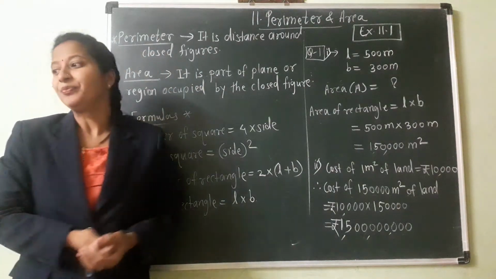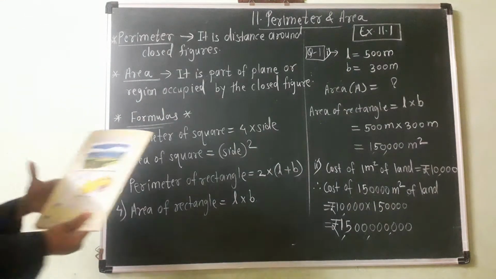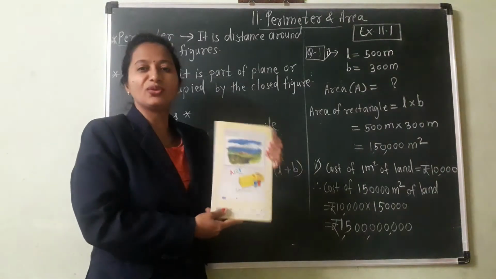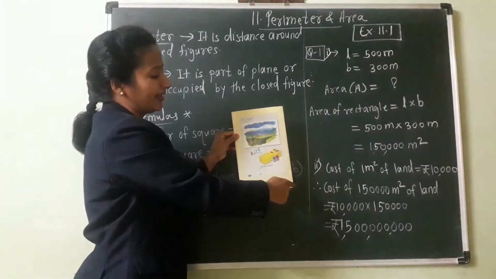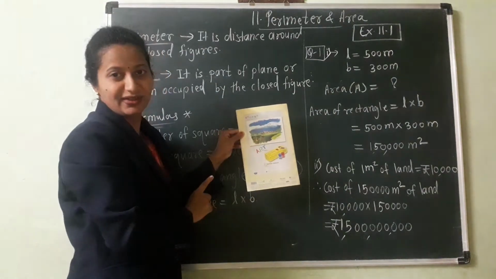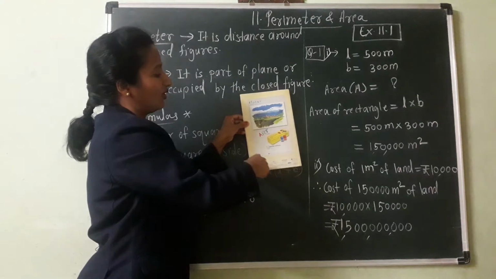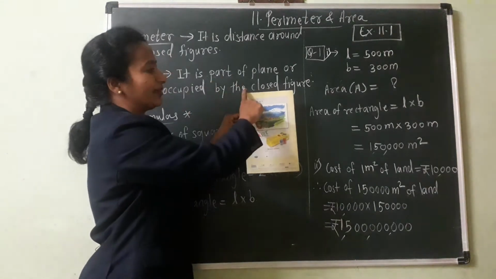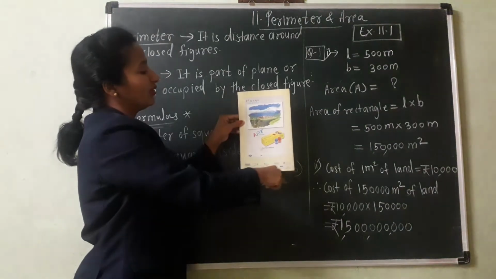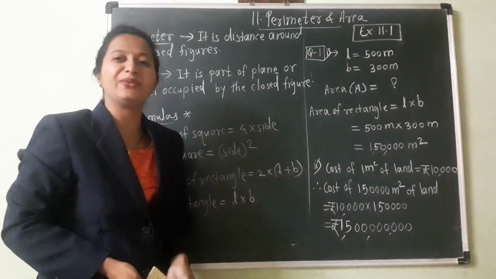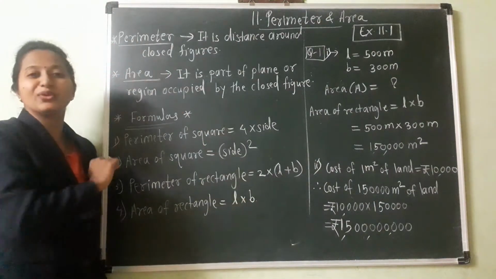For example, if I take this notebook and I say find the perimeter of this notebook, what do you have to do? You have to measure the length of all four sides. Right? This will be the perimeter. It is the length of the boundary of the surface, the distance around the closed figure. You know the difference between a closed figure and an open figure. Perimeter is the distance around the closed figure.